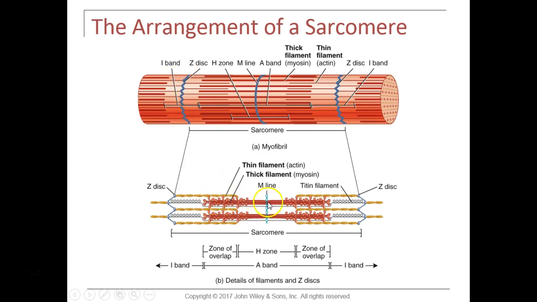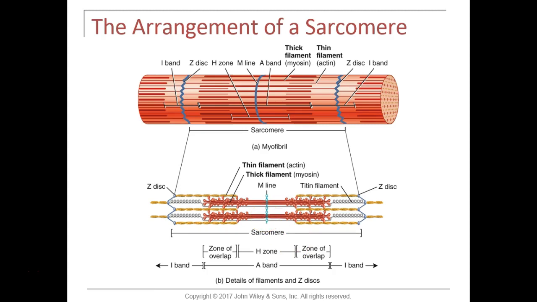Since the thick filament obviously is thicker than the thin filament, the thick filament would absorb more light if you're looking at it under a microscope, and thus it would look darker. So the whole length of the thick filament is what we call the dark band, or the A band. So the A band is the entire length of the thick filament. So this is what gives us our light band and our dark band, to give the muscle tissue its striated appearance.